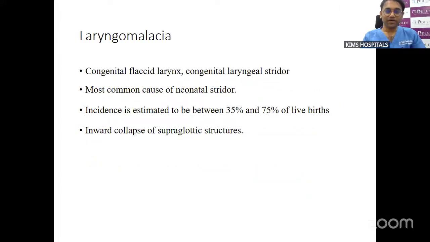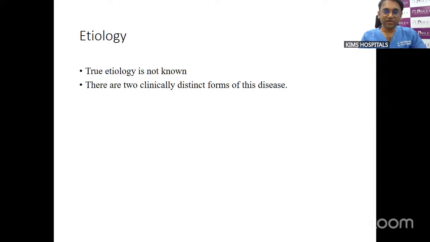So coming to one of the important laryngeal pathologies, the first and foremost that we need to discuss is laryngomalacia, because the majority of babies will have laryngomalacia. The incidence is nearly 35 to 75% of live births. It's also called congenital flaccid larynx or congenital laryngeal stridor. It's the most common cause of neonatal stridor. It happens because of the inward collapse of the soft, pliable supraglottic structures into the glottic area that leads to the stridor. The true etiology is not known.